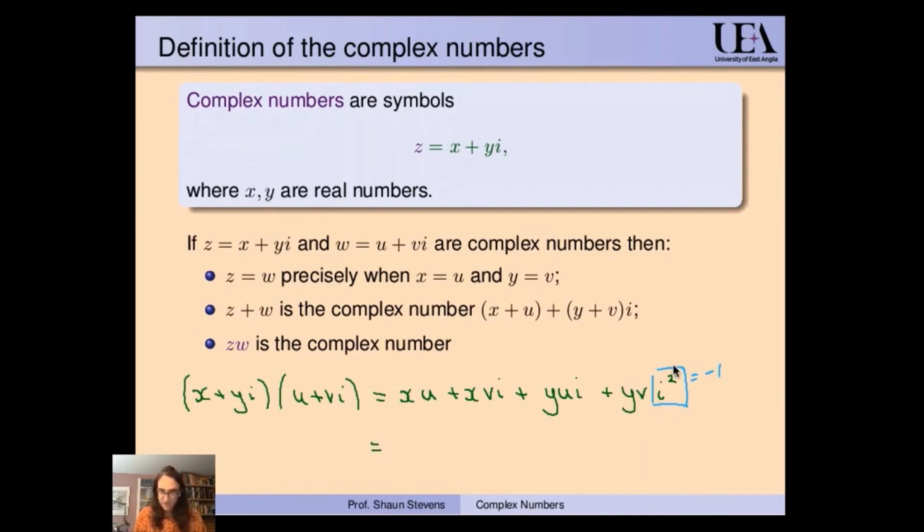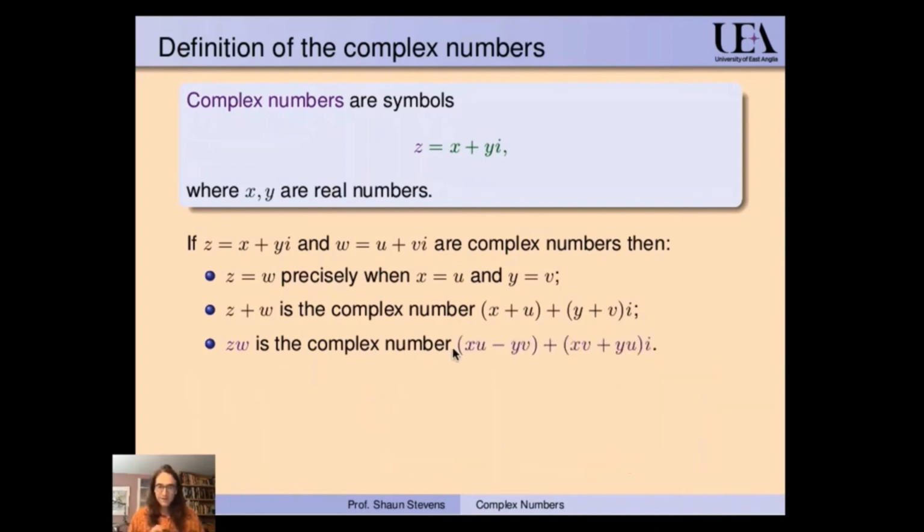And now I use that i squared is minus 1, and I substitute that in. And what do I get? Well, so that becomes a minus yv. I'll put it together with the term at the beginning. And then we get the term with the i. And here I've written this number as some real number plus another real number times i. So that's exactly in the form of a complex number. So this is a complex number. And so here it is written out. There's the expression. So now we know how to multiply two complex numbers.